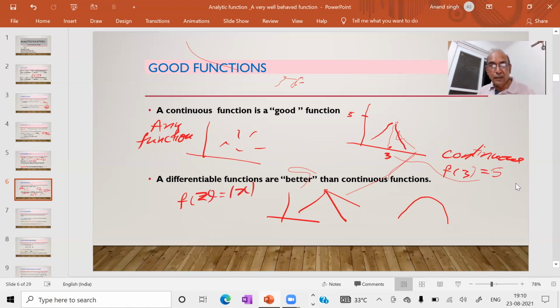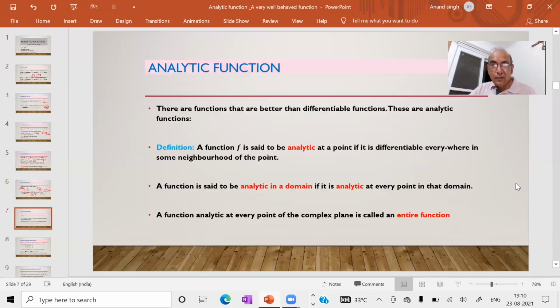These types of functions are continuous but not differentiable. So all that you have done, I'm not going to go into the details of those, just the words good and better. Definitely differentiable functions are better than continuous functions.